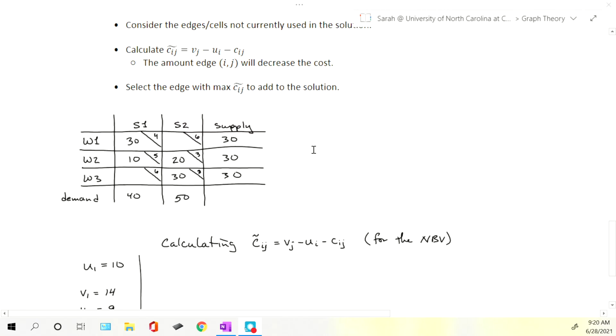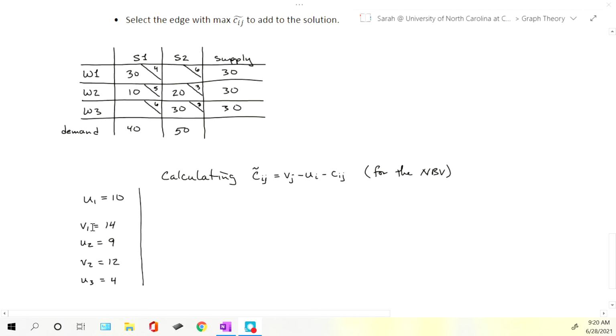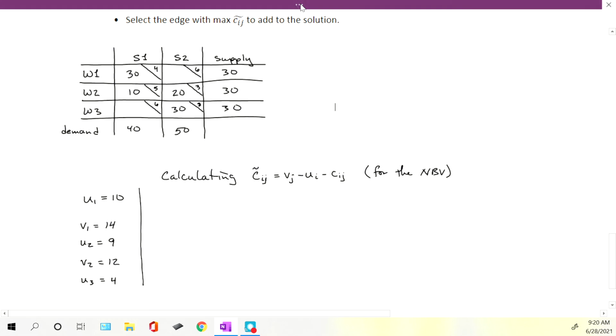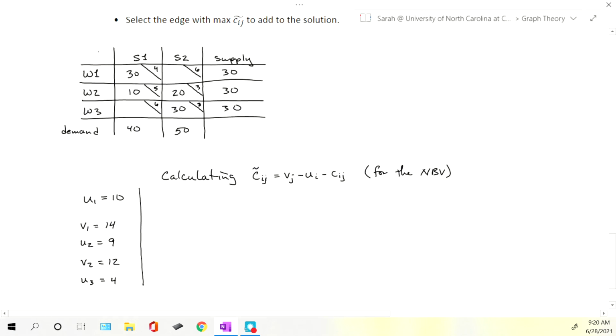So we have a copy of our current iteration of our tableau. We found actually all of the U's and V's, because 1, 2, 3, 4, 5 right there. And now we're going to calculate each of these new values. We're only going to look at these adjusted costs of the blank cells. In this example, we only have 2 blank cells, so we're looking in row 1, column 2. And this one would correspond to V2 minus U1.